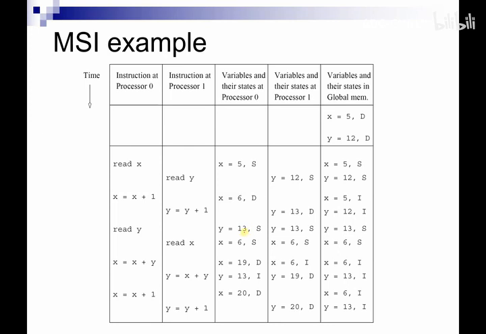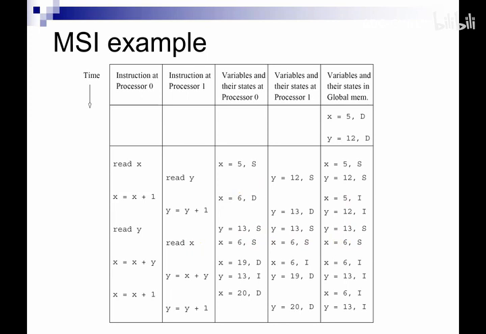Okay, and now all of the processors have the newest value for y, and they all go into the shared state. Likewise, if processor 1 tries to read x, then it's going to cause processor 0 to flush the newest value of x to main memory, and then that value gets sent to processor 1. And then after that, all of the processors have the newest value for x, and they all go into the shared state.